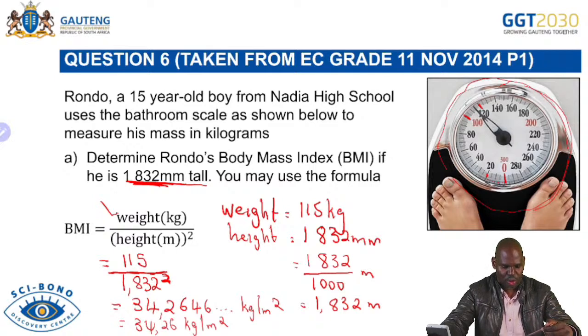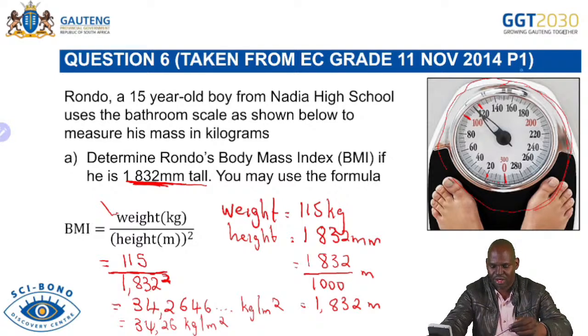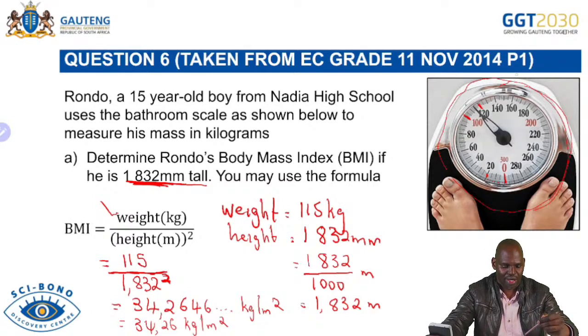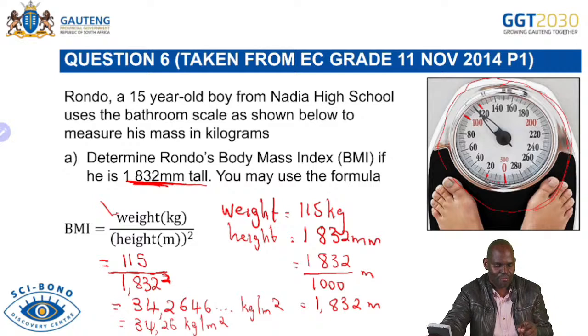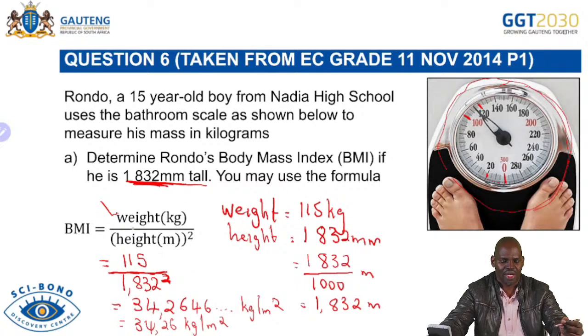So for this one, at the beginning, it looked like the weight was not given, but we could read the weight from the bathroom scale there. Then the height was given in millimeters. We had to convert it to meters. So it's very, very important to look at what is given in the question, or what must be substituted in the formula, together with the unit. So that is the answer for question 6A.